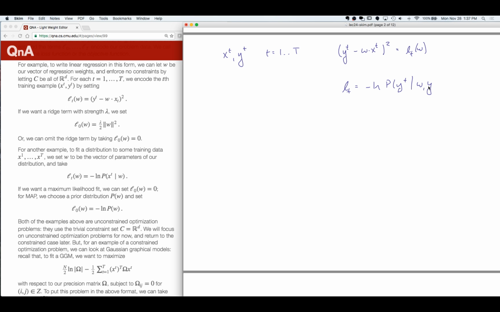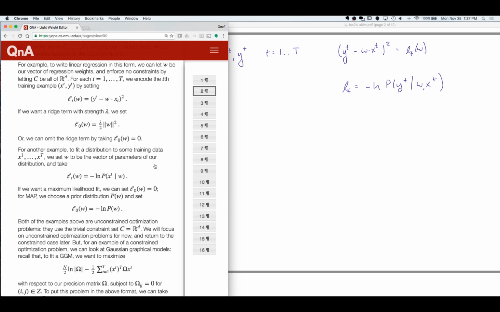So that should be yt, and that should be xt, right? So this is the input for the training example and the output for the training example. And if we set little lt this way, it gives us maximum conditional likelihood as opposed to maximum likelihood. And then similarly, for maximum likelihood, we set the first term in our loss function to 0, or for maximum a posteriori, we set it to be the negative log prior.